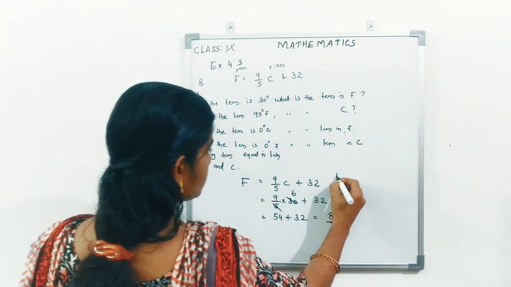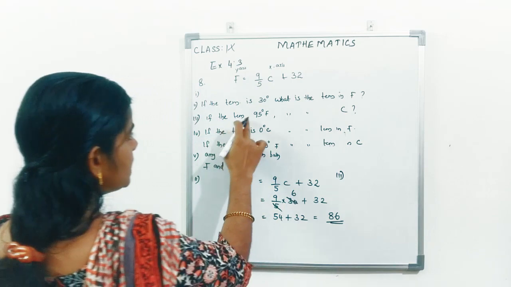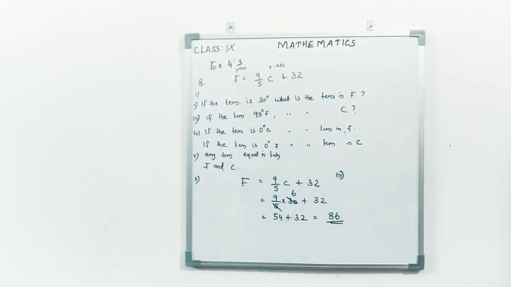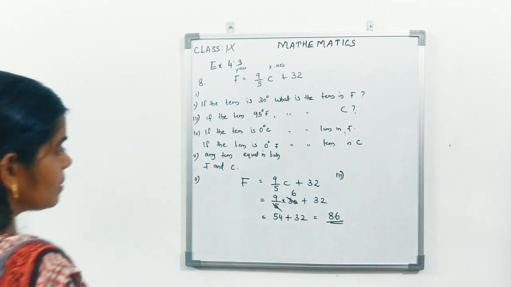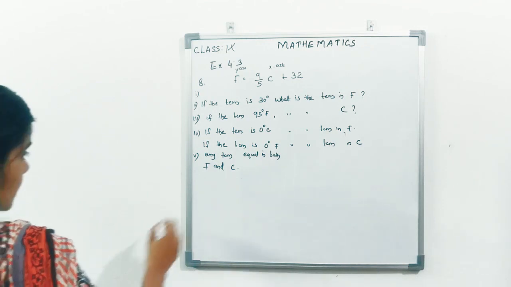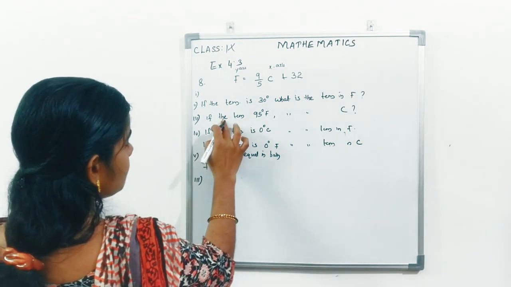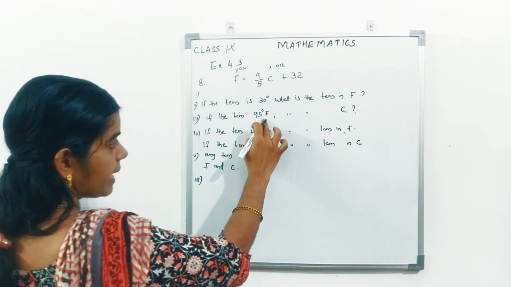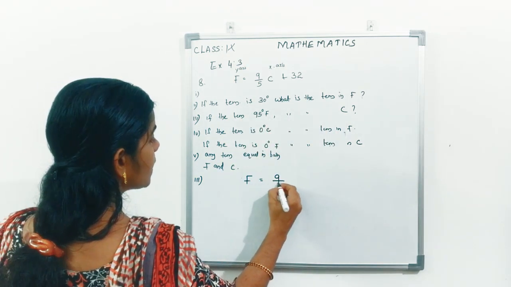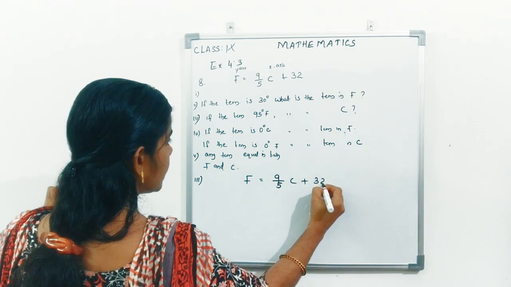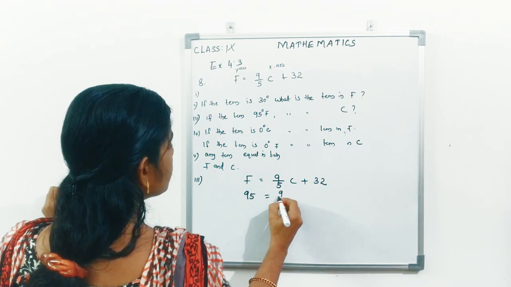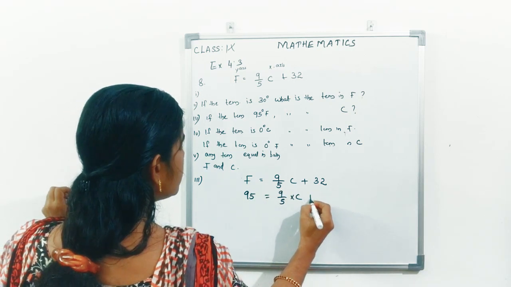Then the third question: if the temperature is 95 degrees F, what is the temperature in C? I think it is better to rub this so you can be clear. Third question: if the temperature is 95 degrees F, what is the temperature? F is given. You again write F is equal to 9 by 5 C plus 32. F is equal to 95, so 95 equals 9 by 5 C plus 32.